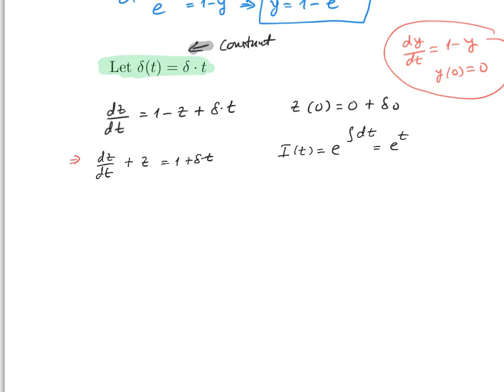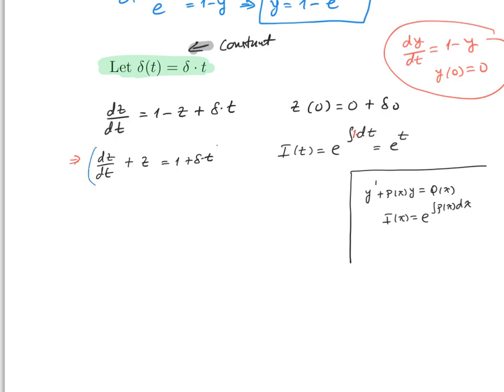Recall that for the integrating factor, in case you forget that already, the equation usually looks like this: y prime plus p of x times y is equal to q of x, and then the integrating factor will be e to the integral of p of x dx, or this could be a function of t, which is our case. So in our case, the value in front of y is 1, so therefore the integrating factor is going to be e to the integral of 1 dt, which is just e to the t.